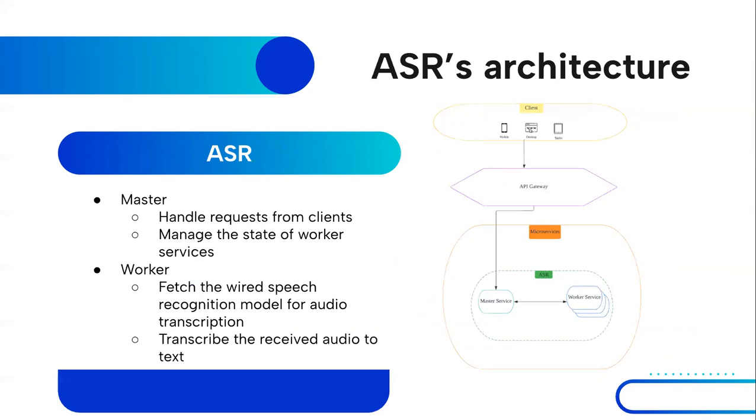This figure shows the ASR's microservices architecture made out of two services, the master and the worker services. The master service is dedicated to do the following tasks. Firstly, to handle requests from clients, and next, to manage the state of worker services. That is, allocating more workers when there are not enough workers for transcription and vice versa. And the worker service is dedicated to handle the following areas. To fetch the required speech recognition model for audio transcription, and to transcribe the received audio to text.